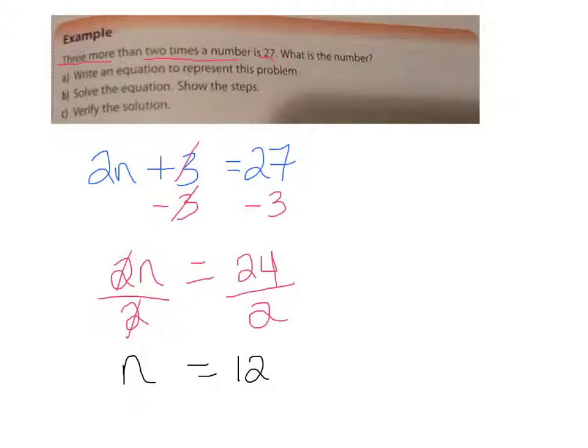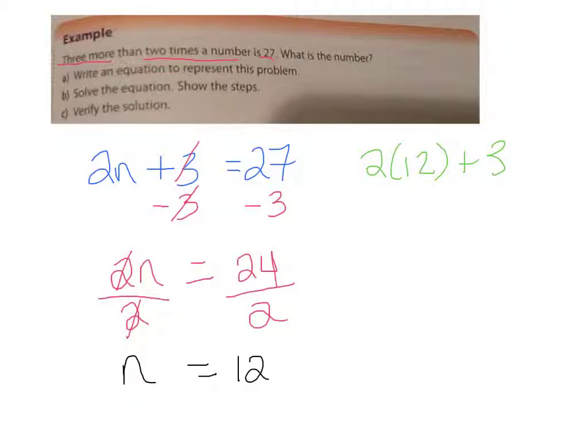But we're going to put that back into our equation to address part C of our question and to verify our solution. So let's go back up and rewrite our equation. This was our original equation here, 2n plus 3 equals 27. I've solved that n equals 12, so I'm just going to plop 12 into the equation where n is. So 2 multiplied by 12 added to 3. And then we're going to see if this equals 27. And if it does, then we know that our answer is correct.